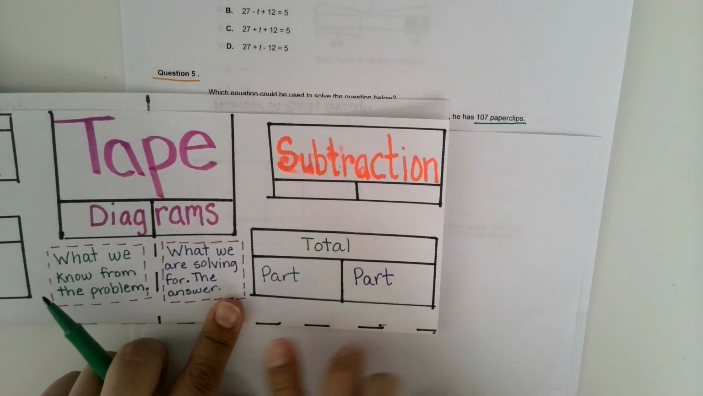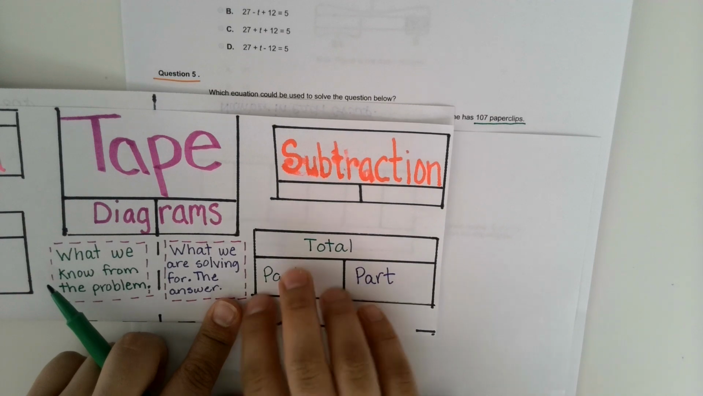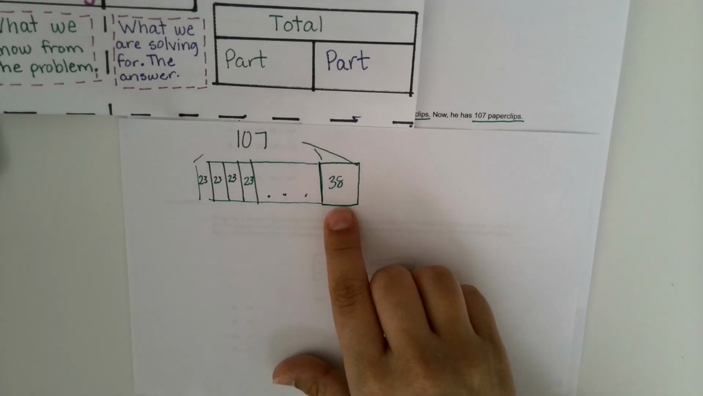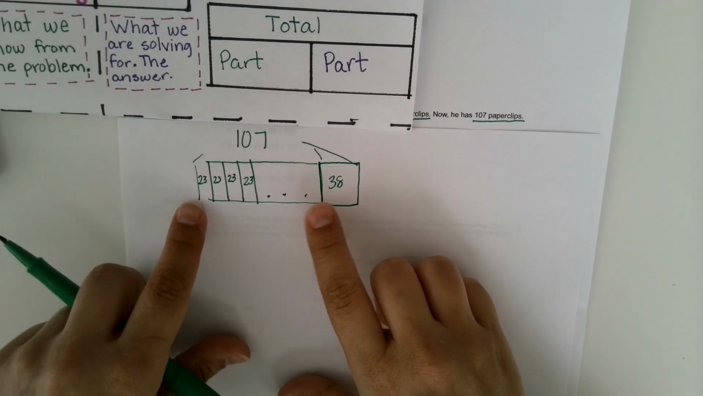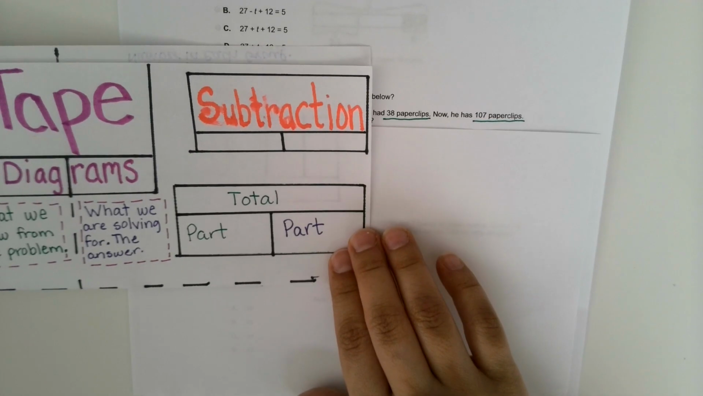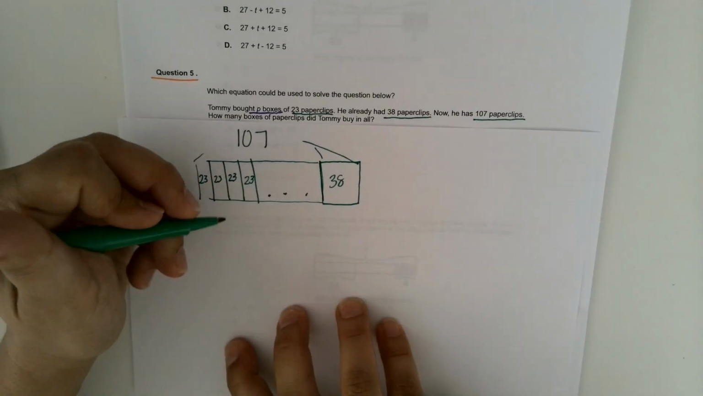This is looking more like a subtraction problem. I have a part, I have a total, and I have an unknown part. My known part, my unknown part, my total. So this tells me to solve this problem, the first thing I need to do is subtract.